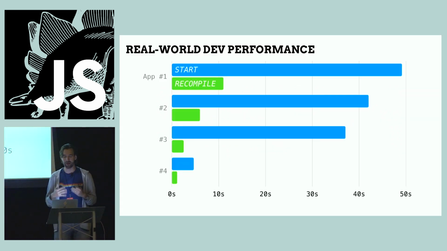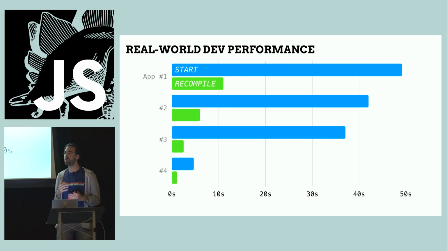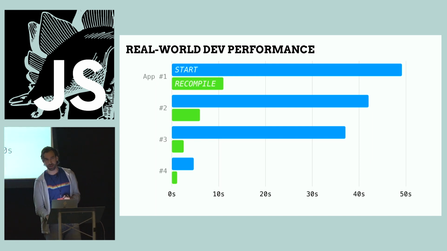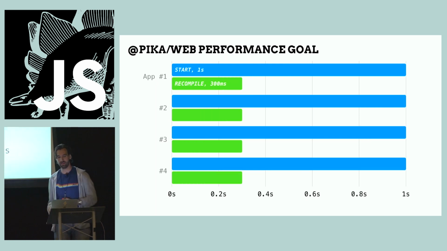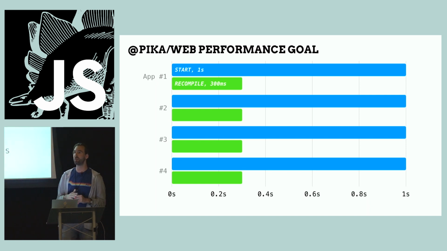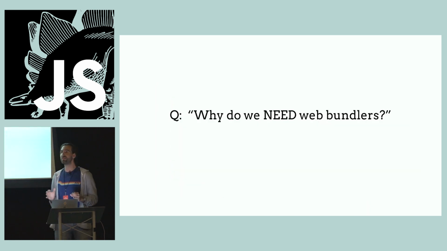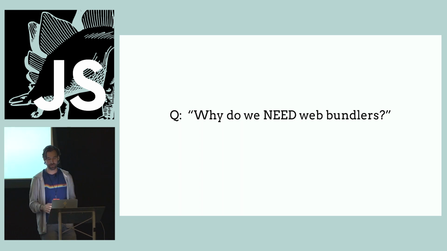And let me give you an example of what I mean by that. We want to take this graph and see if we could do something better. And one of the tools I'm going to show you today takes this and brings it here. Our goal is a start time of less than 1 second and recompilation at less than 300 milliseconds. So I'm going to show you that tool again a little bit later. But first, we need to answer that fundamental question. Why do we need bundlers today? Why do we need Webpack?